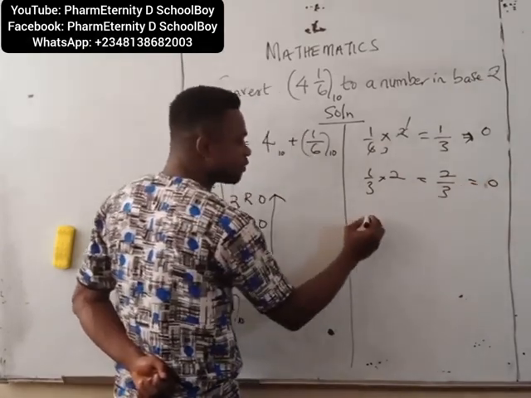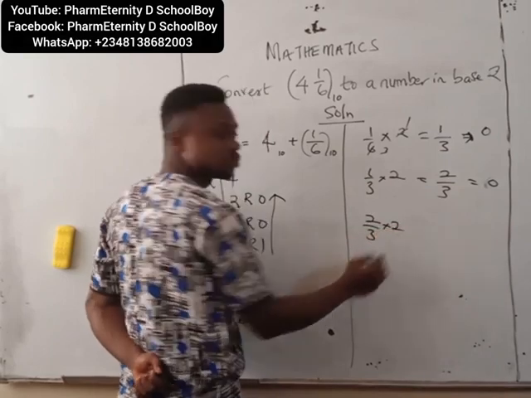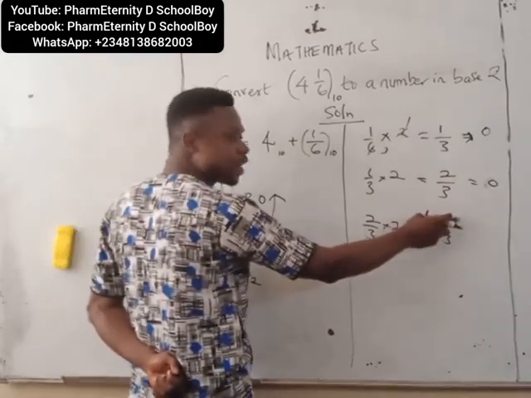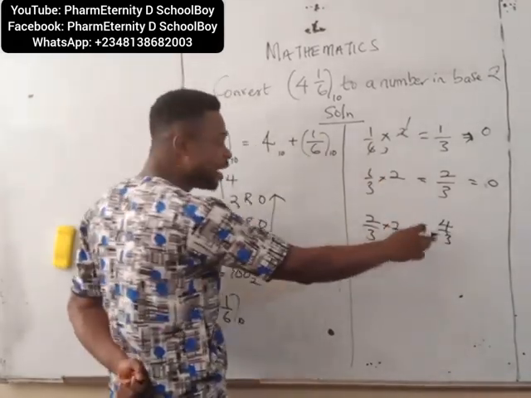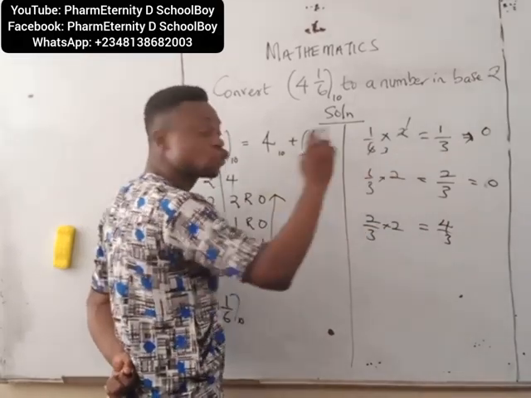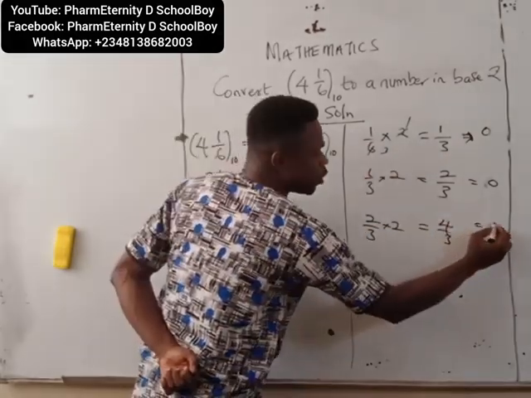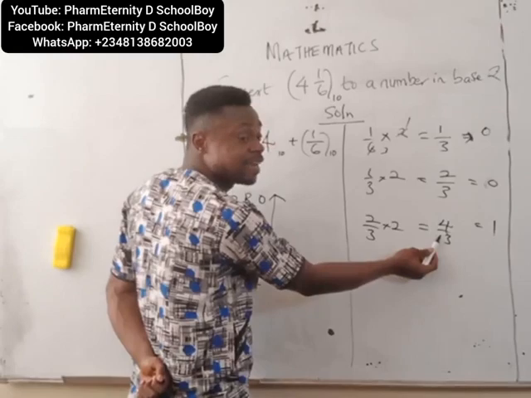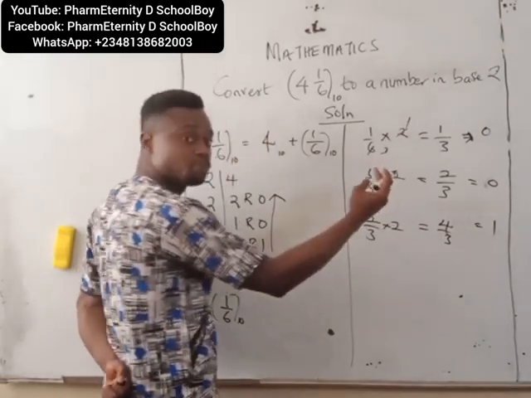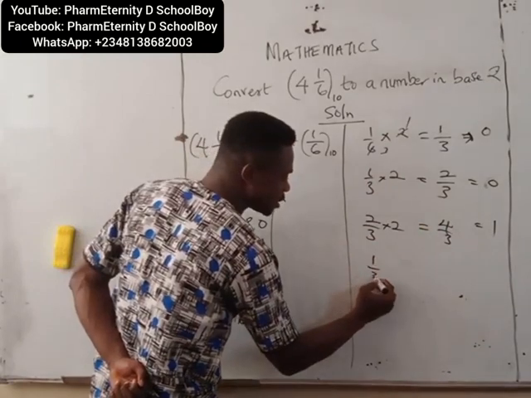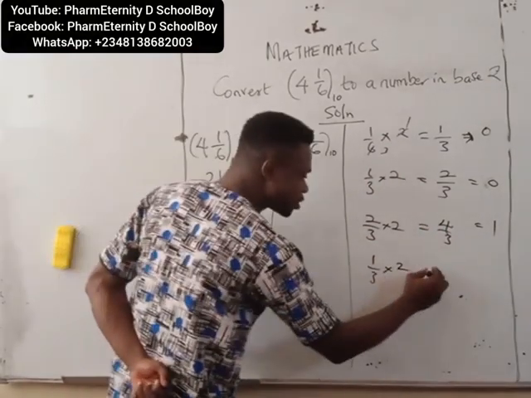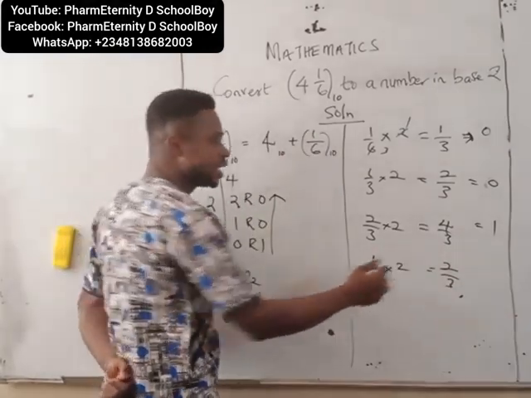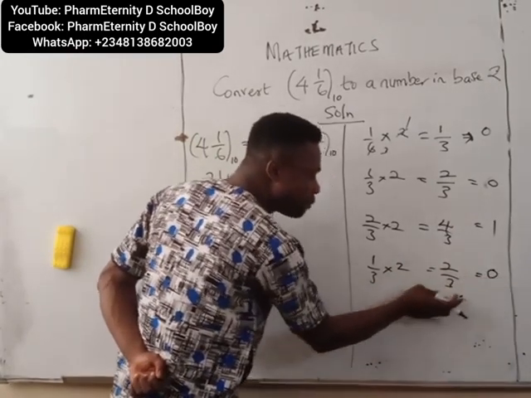We shift this back again, we have 2 over 3 times 2. If you multiply this, we have 4 over 3. The numerator is 4, the denominator is 3. If you divide this, it will give you 1 point something. So it's up to 1, and we pick that 1. Then if you subtract 1 from here, what will remain is 1 over 3. So we push that 1 over 3 back here. We have 1 over 3 times 2 again. It will give us 2 over 3. It's not up to 1 again. We pick 0 and push this 2 over 3.